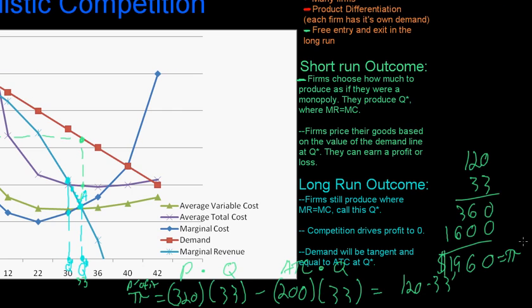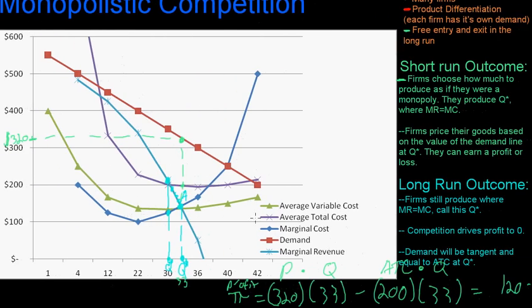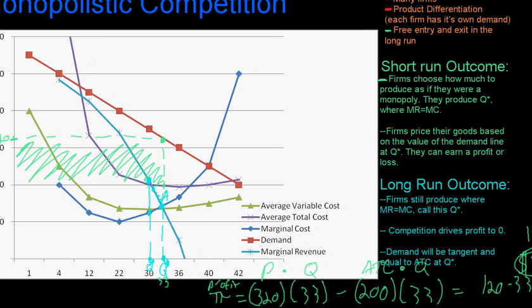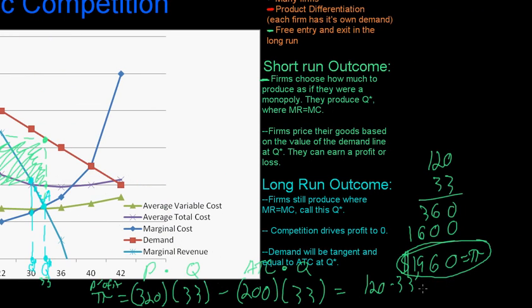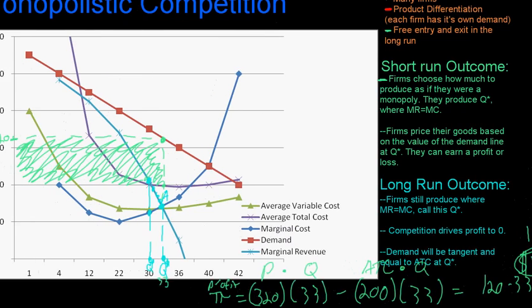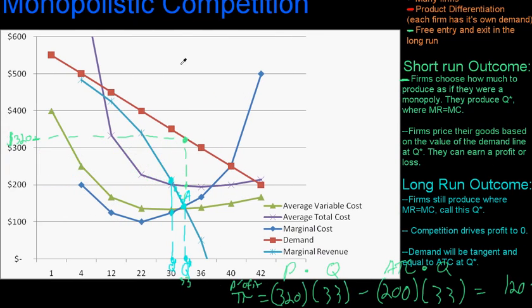And graphically, you can represent that by this box right here. And the way that I know that it's this box is that this is 33 times 320 minus 200. So this is the exact same number: the area of that rectangle right there is exactly equal to profit, which is 1,960. So this is an example of a firm making a profit.